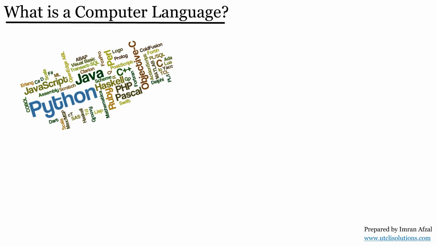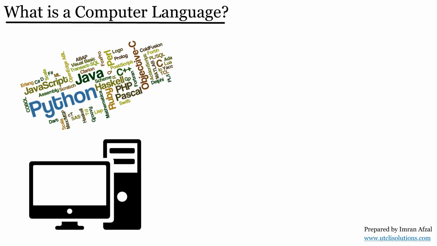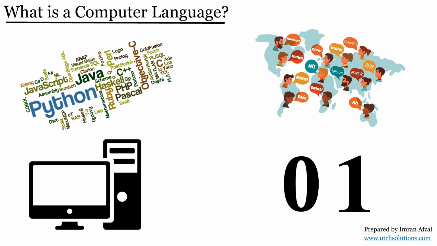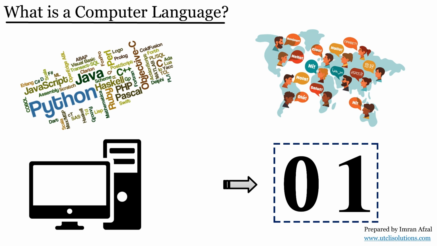Computer does not know any human language. So they don't know English, French, Chinese, or any language for that matter. It only understands zeros and ones. Computer language, that zero and one language, it's called binary.